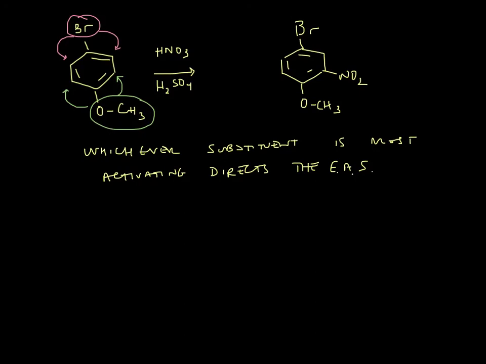Those oxygens were the furthest to the left on that last slide. They're the ones that kind of have the strongest preference, the strongest activating, and they're the ones that choose. So therefore, in this case, that nitro group would show up ortho to the methoxy group. The bromine, unfortunately, doesn't get any say into this whatsoever.